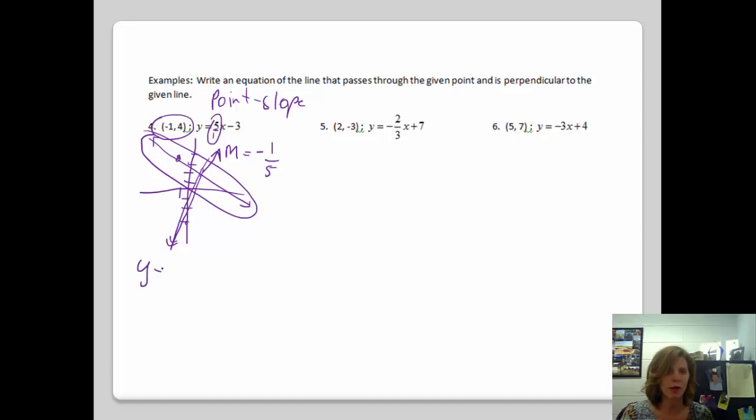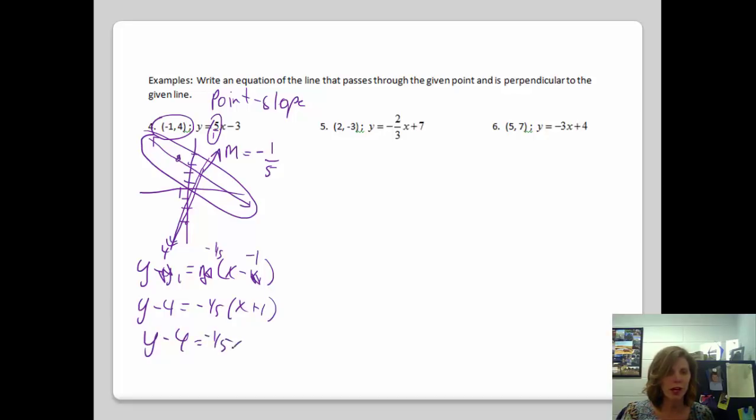So I'm going to have y minus y1 equals m times x minus x1, and let's fill in: my y is 4, my m is negative 1/5, my x is negative 1. So now I'm going to have y minus 4 equals negative 1/5 times, if I won't distribute quite yet, these will become x plus 1. So now I'm going to distribute. I'll get negative 1/5 x, negative 1/5 times 1 is negative 1/5.